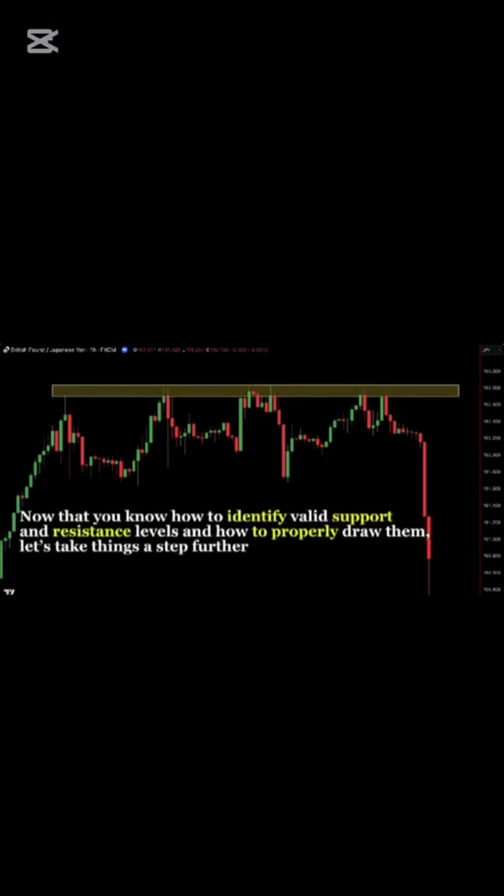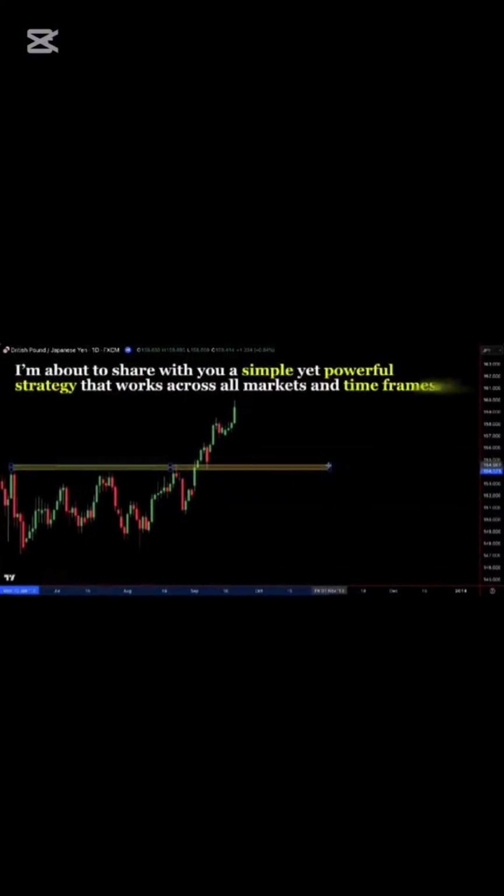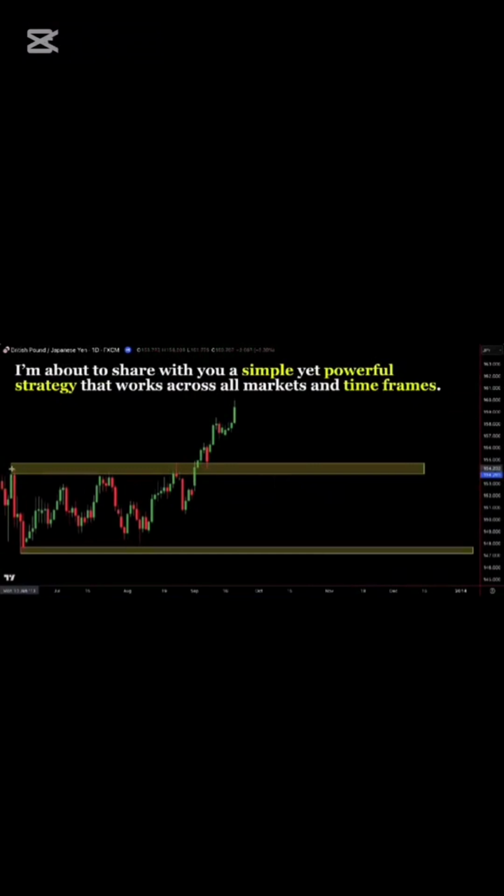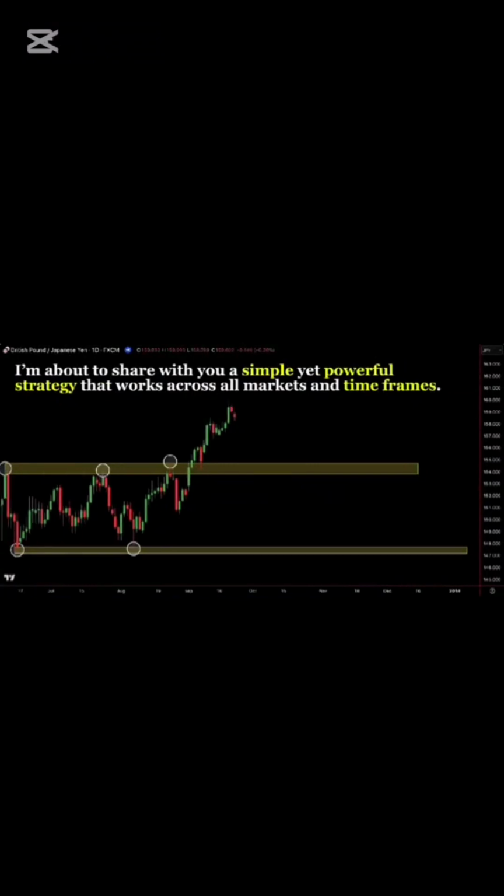Now that you know how to identify valid support and resistance levels and how to properly draw them, let's take things a step further. I'm about to share with you a simple yet powerful strategy that works across all markets and time frames.